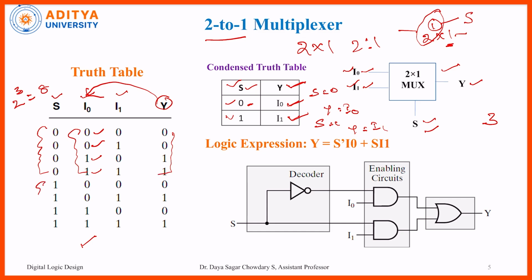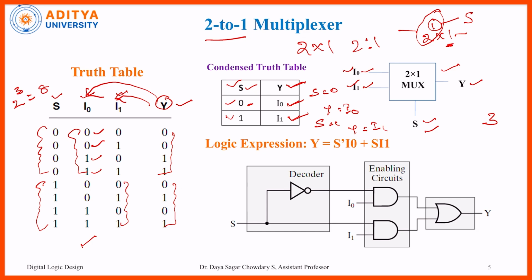If the selection line is 1, then again Y simply follows I1. Here the I1 combinations are 4, so the output is also those 4. So it simply follows I1. That means it is simply following the inputs depending on the selection lines.